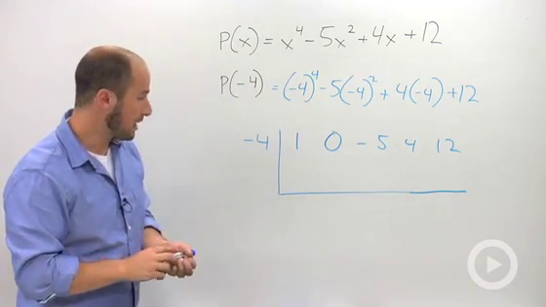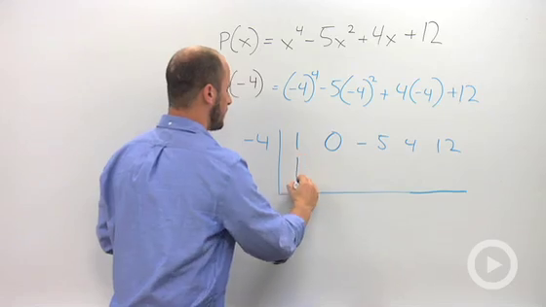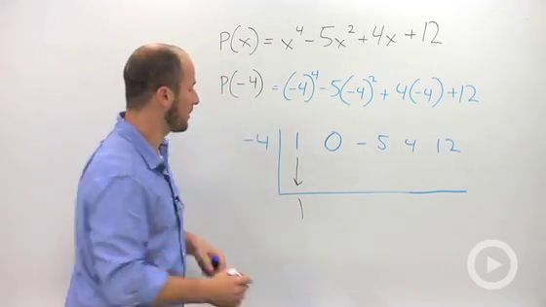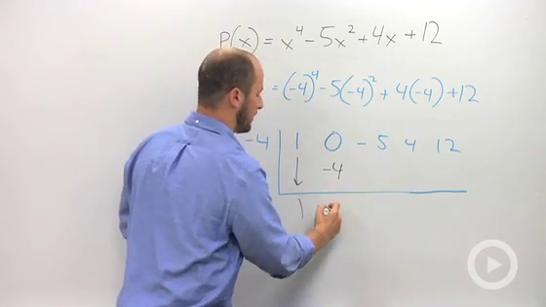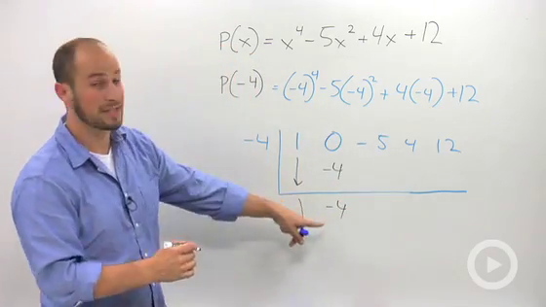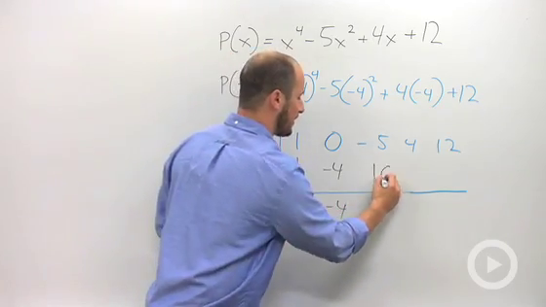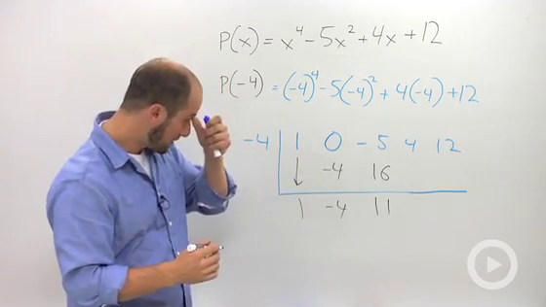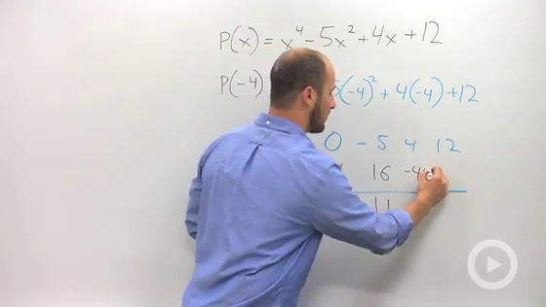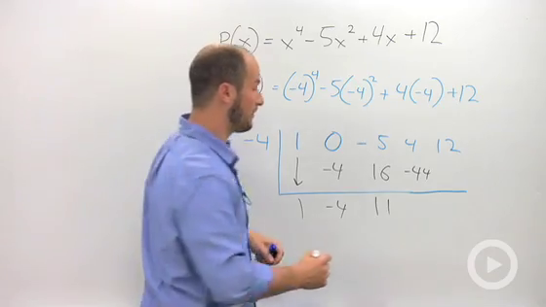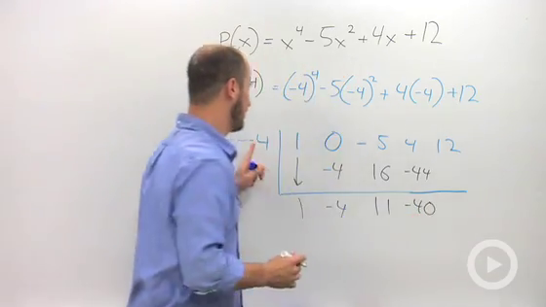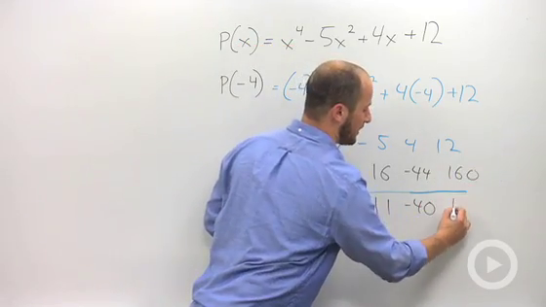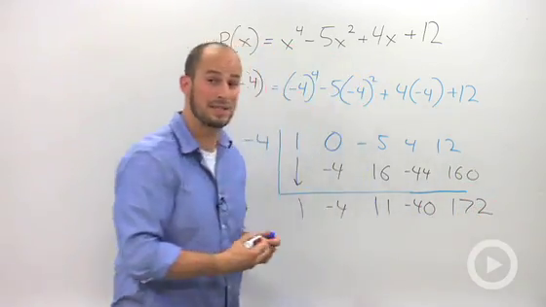Going through the synthetic division process: drop down your 1, multiply, and add throughout the entire thing. So negative 4 times 1 is negative 4, and add. Negative 4, negative 4. Negative 4 times negative 4 is 16. Negative 5 plus 16 is 11. Negative 4 times 11 is negative 44. 4 plus negative 44 is negative 40. Negative 4 times negative 40 is 160. Finally, ending up with 172.